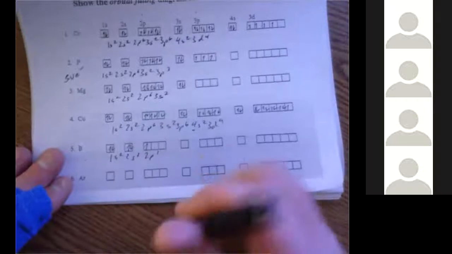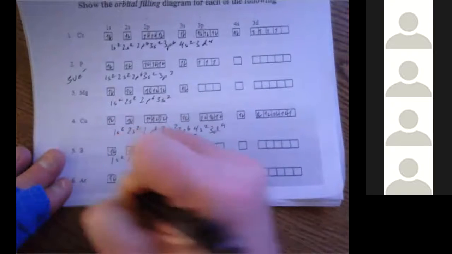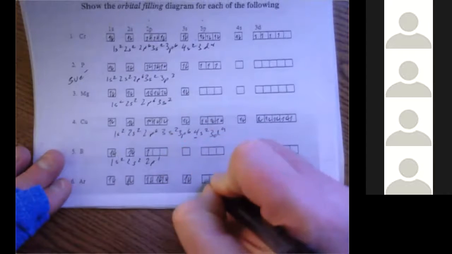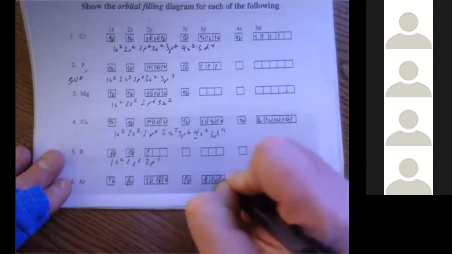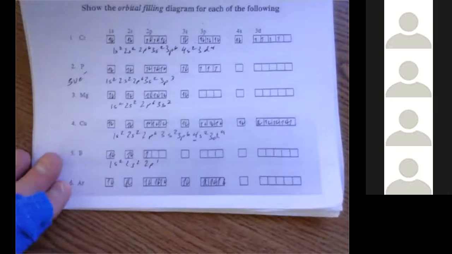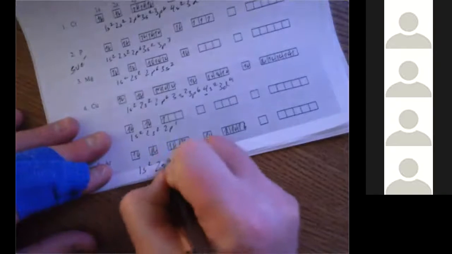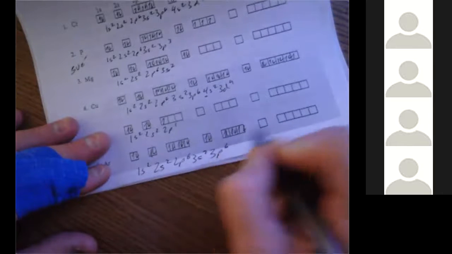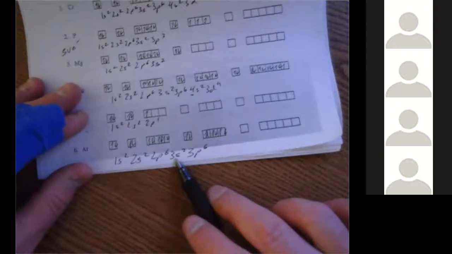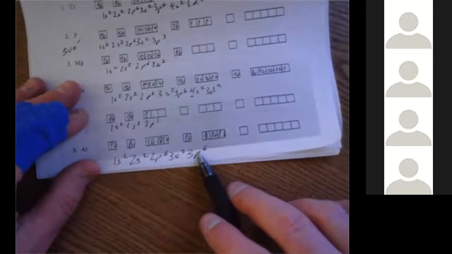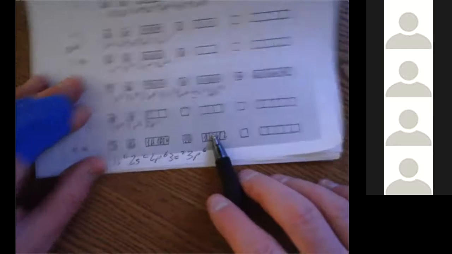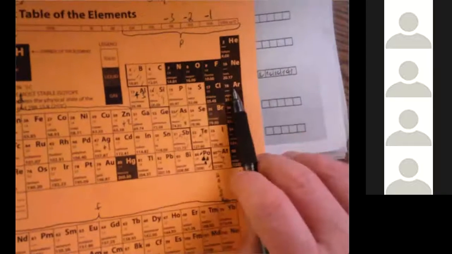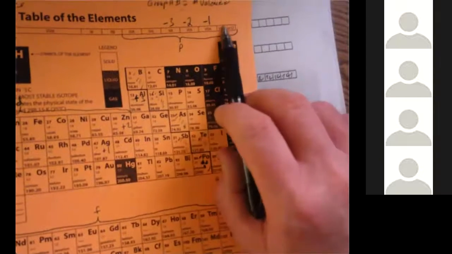Argon. 18. 1, 2, 3, 4, 5, 6, 7, 8, 9, 10, 11, 12, 13, 14, 15, 16, 17, 18. 1s2, 2s2, 2p6, 3s2, 3p6. 3 is the highest number. We have 3s2 and 3p6. 2 plus 6 is 8. Argon has its octet, which means that in its natural state, it is a noble gas, which makes sense. It is in group 8A.